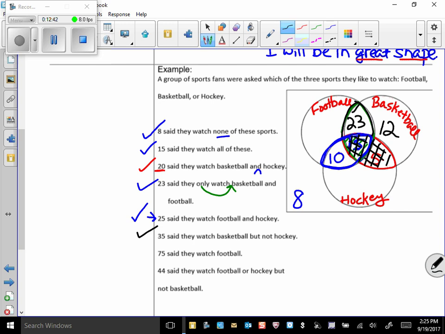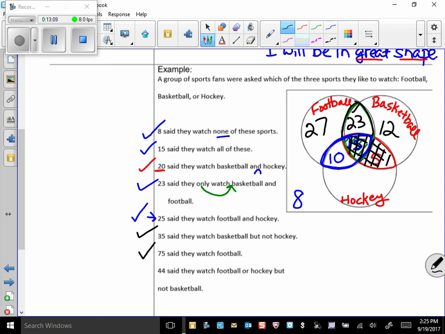Okay, next I got 75 people who watch football, 75 altogether. So what I got to do now is just make sure that all the numbers inside my football circle add up to 75. So I got to do 10 plus 15 plus 23, subtract that from 75, and that leaves me with 27. So I got 27 people who watch only football, 75 who watch football with other sports.